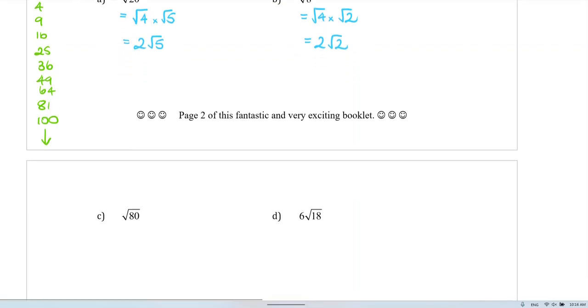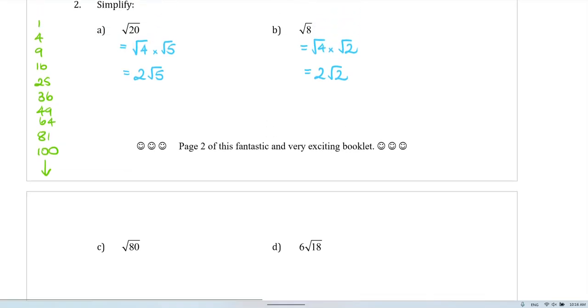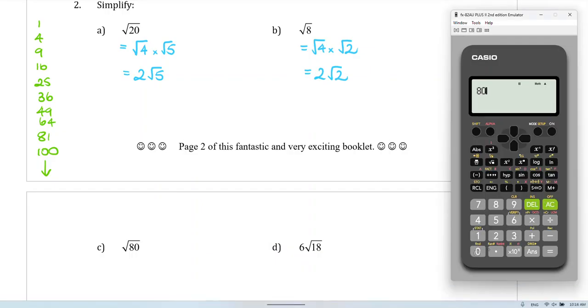Moving on to question C on the next page. We want to do the number 80. So looking at the square numbers up here, 80. You might want to use your calculator if you're not sure what things times to give 80. So you might go 80. Yes, it does divide by 4, but I think we can go bigger than that.